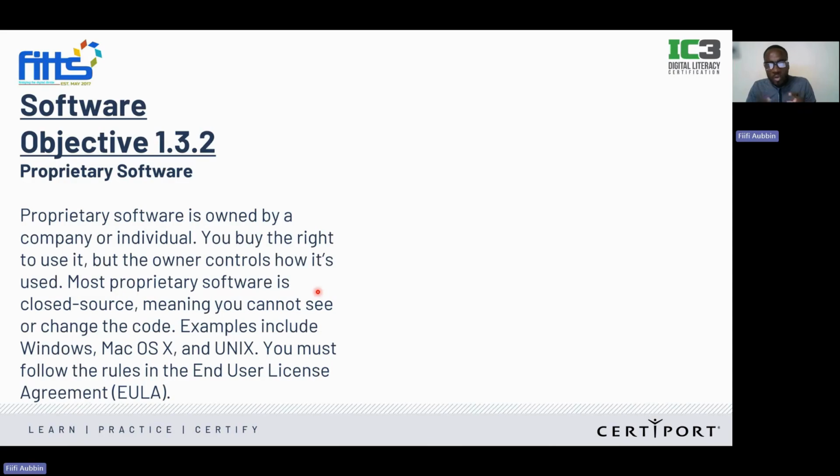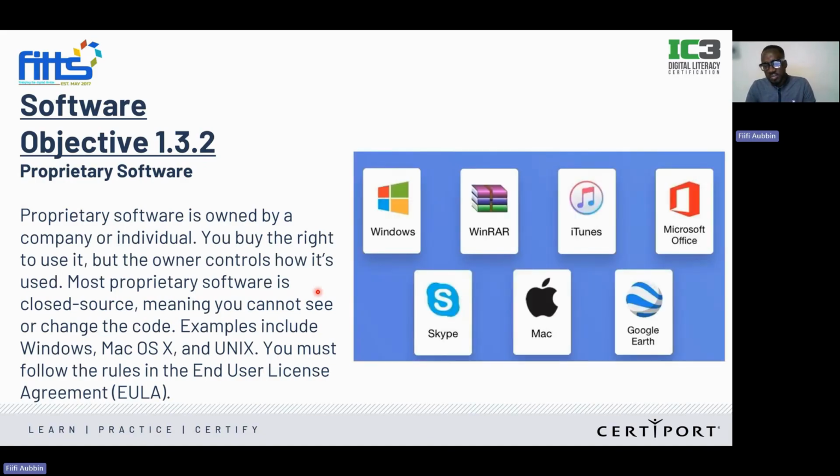So you must follow what we call the End User License Agreement. Anytime you try installing software, you will need to accept the terms and conditions, which in computer terms becomes the end user. So you are the end user, you need to accept those conditions before it can be installed on your system. So Windows, WinRAR, iTunes, Microsoft Office, Google Earth, Mac, Skype. These are some examples, but don't limit yourself to this.